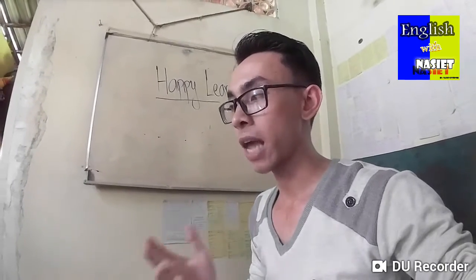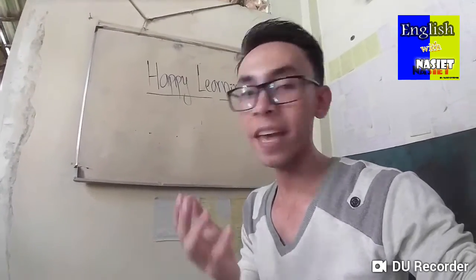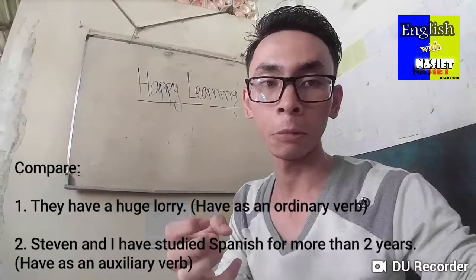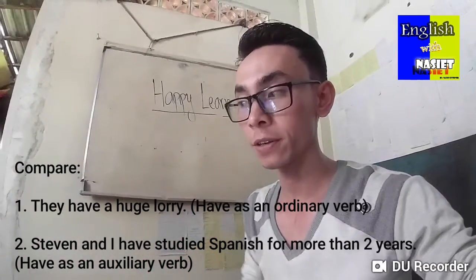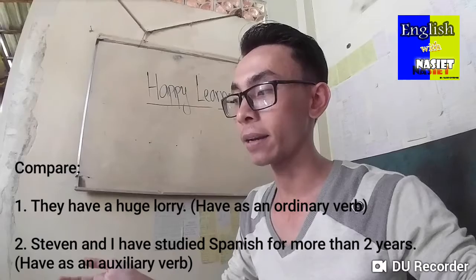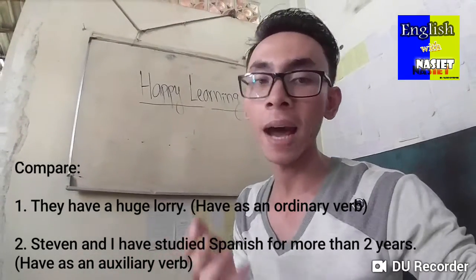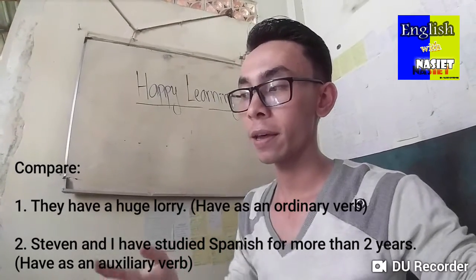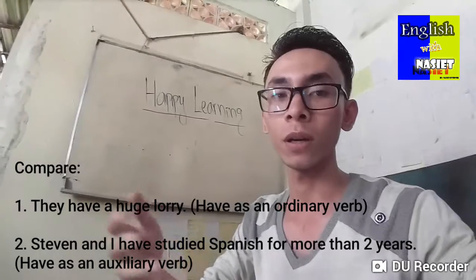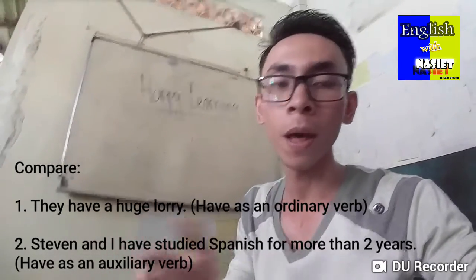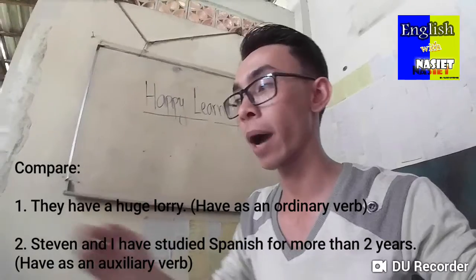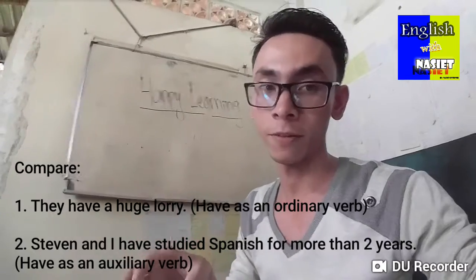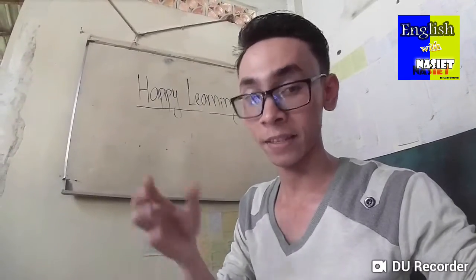Another example of have. They have a huge lorry. So have here is an ordinary verb. There is only one verb here, so have is an ordinary verb. And another example, Stephen and I have studied Spanish for more than 2 years. So have here is used to help form the perfect tenses, the present perfect, and then it is an auxiliary verb, not an ordinary verb. So I hope you understand better.